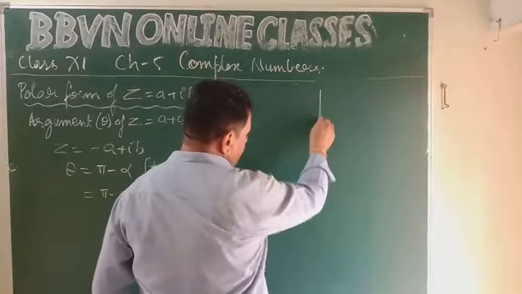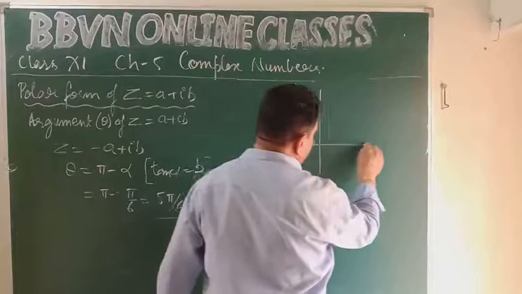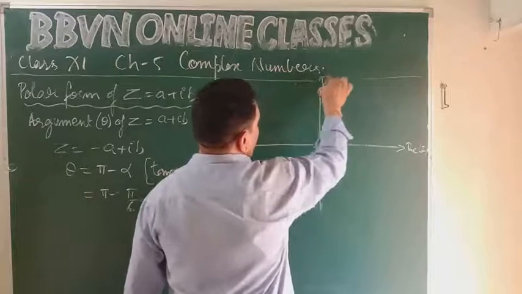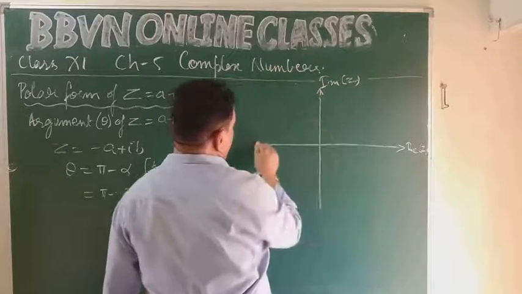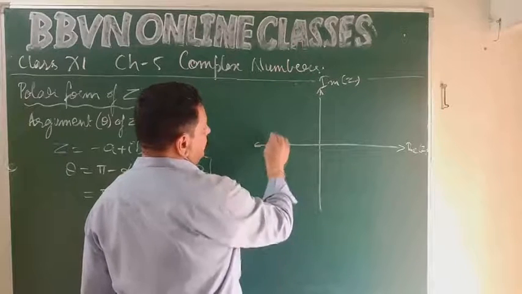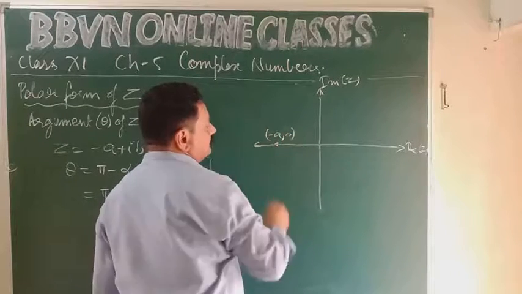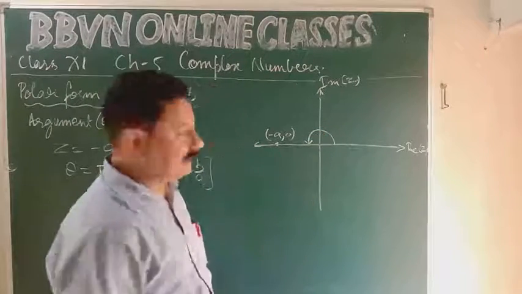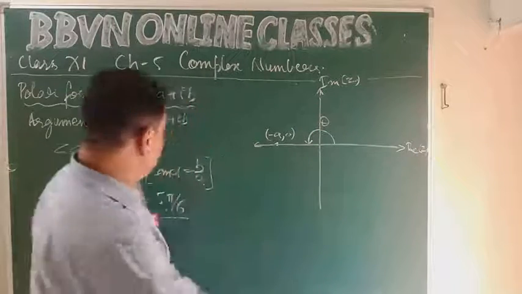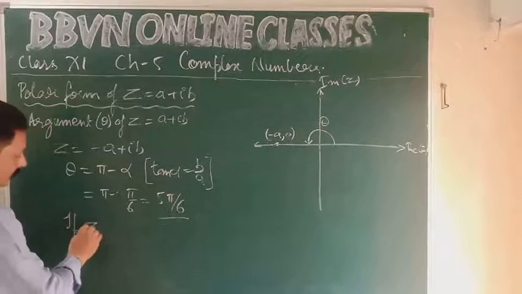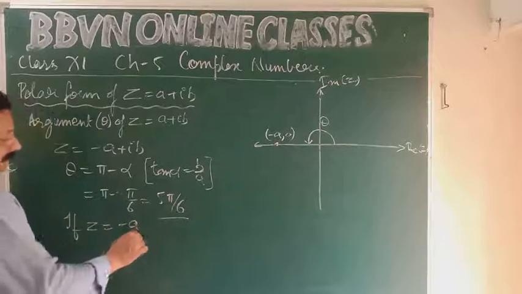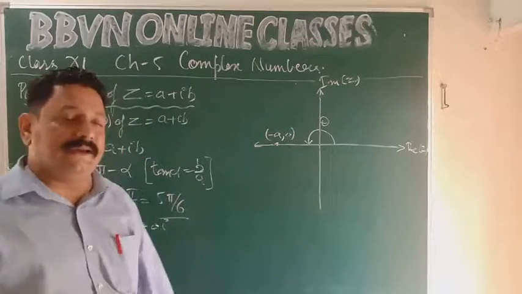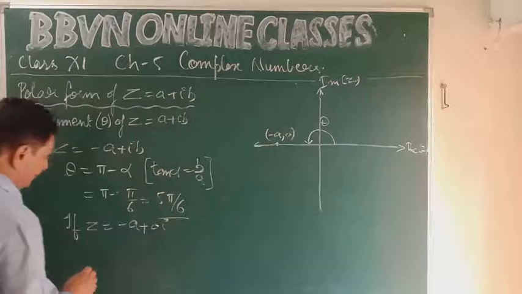Suppose z lies on the negative axis of real. Suppose यहाँ पर है z. So this point is minus a comma 0. So angle. This is the argument theta. So if z is equal to minus a, that's it. 0 iota. No imaginary part. Real part is negative. कुछ नहीं करना. Very simple. Argument of z.